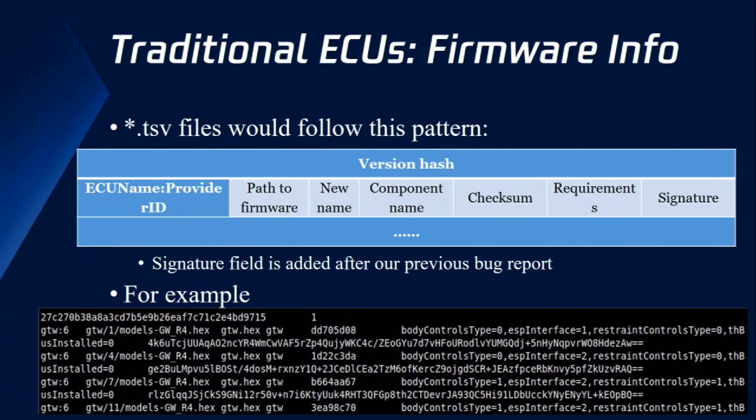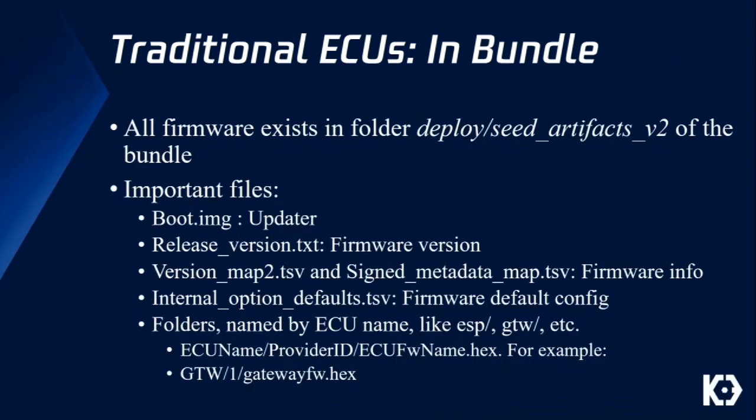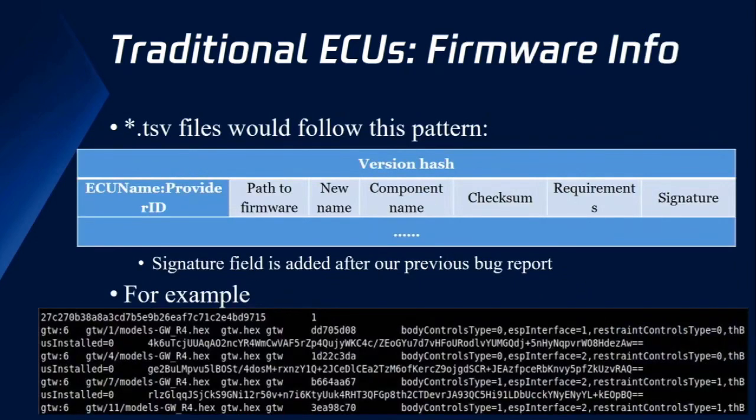And some requirements. Requirements means if this firmware could be used under a 4W car or has an ESP interface or something like that. The last field is the signature. This field, and also we have said the signed metadata map TSV, were added after our bug report in 2016, and they are used to verify if the ECU firmware along with that information is correct.